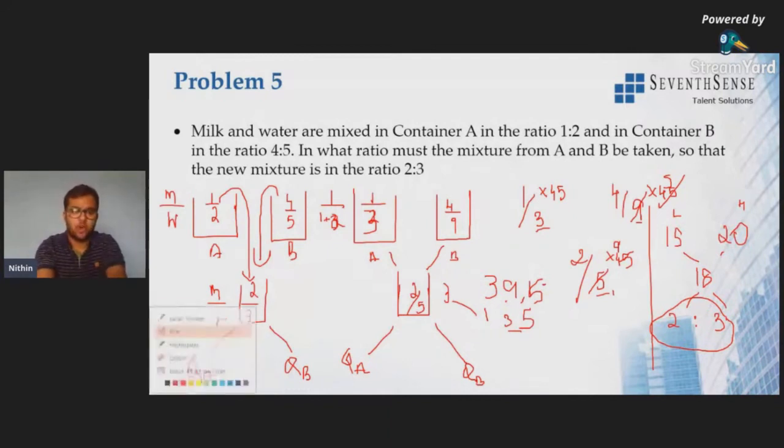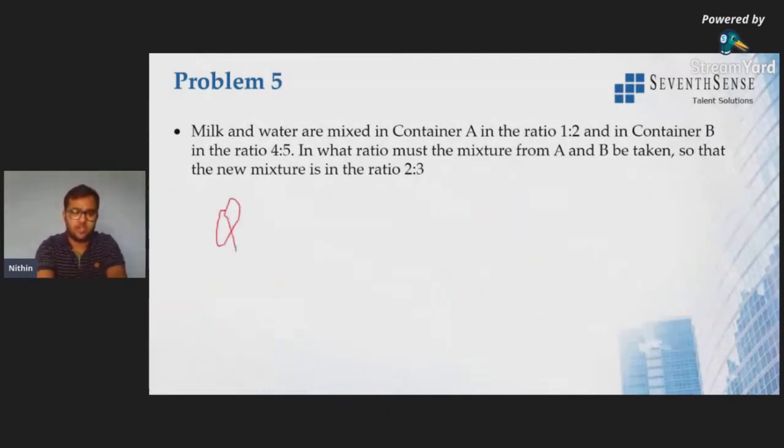Now if you want to verify, you can easily verify it. We know quantity from A is 2 units, quantity of B is 3 units, so that the mixture will be in the ratio 2 is to 3, right? From container A, we are taking 1/3 of the milk, that is milk quantity is 1 is to 3, right? So this is in terms of 2 units.